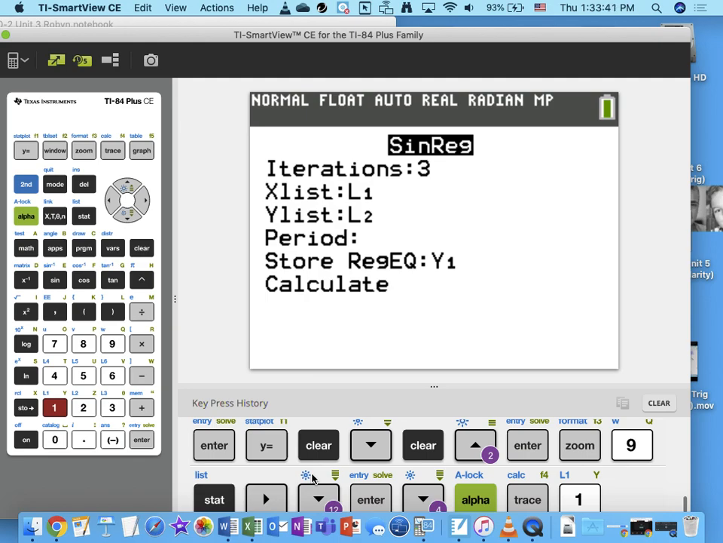If you don't remember how to do this, that's okay, because you're still going to get the regression equation, and then you could just copy all the values down and enter them in yourself. And then we're going to go down. If you just see sine regression y1, hit enter. If not, go down to calculate and hit enter again. And there we have it. Okay, so this is our sine function.